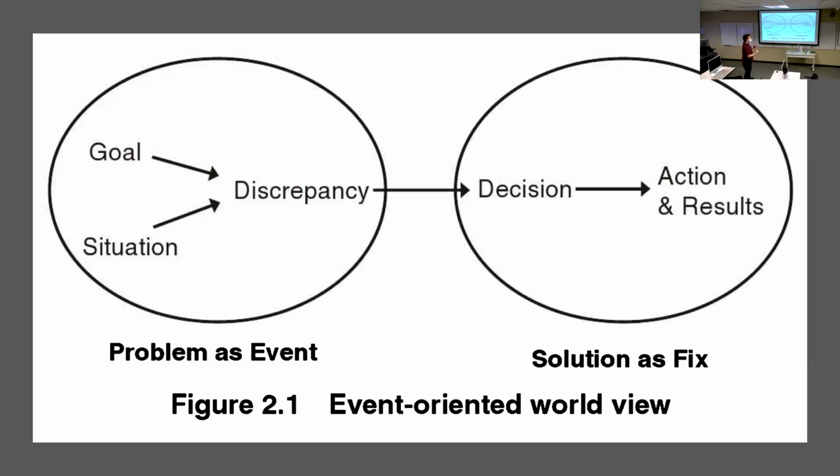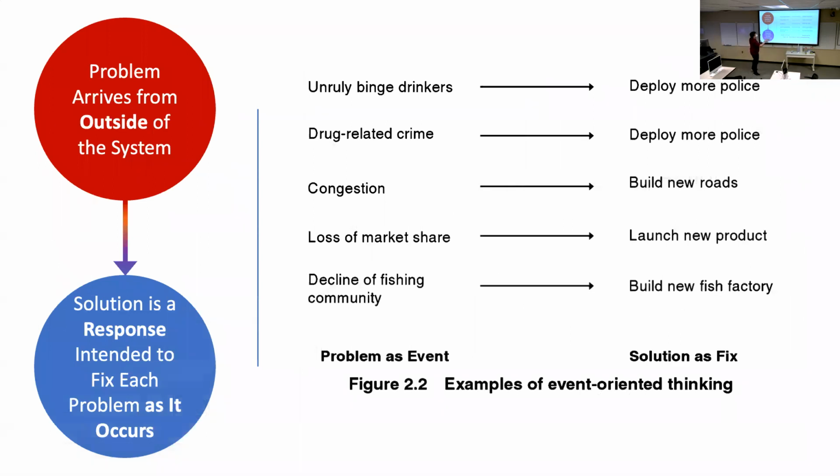We're hoping that we're going to look at the real world, make a decision, which will affect the real world. So there is feedback there. Some examples, from the book: unruly binge drinkers, put more police out there. Drug crime, put more police. Congestion, build more roads. Loss of market share, launch a new product. Decline of the fishing community, maybe they need more jobs, so we'll build a new fish factory. Each one of these is a short-term feedback, a short-term fix.